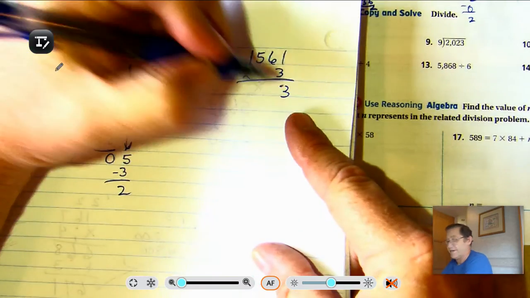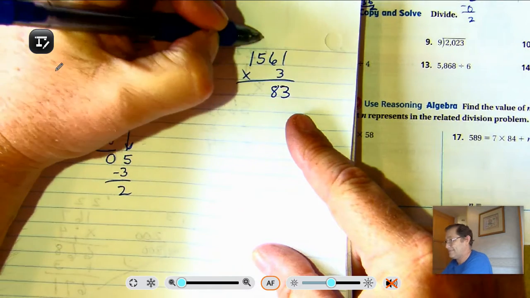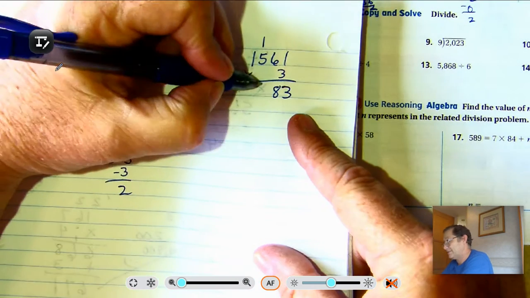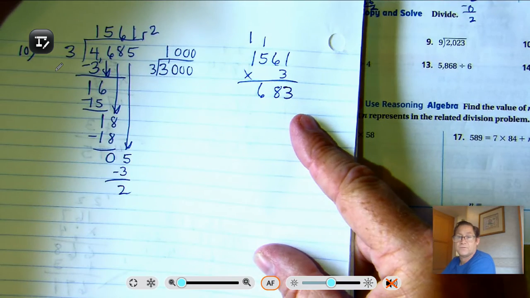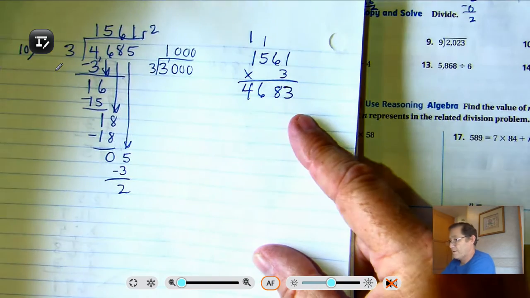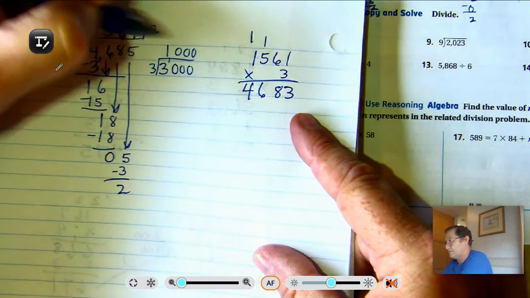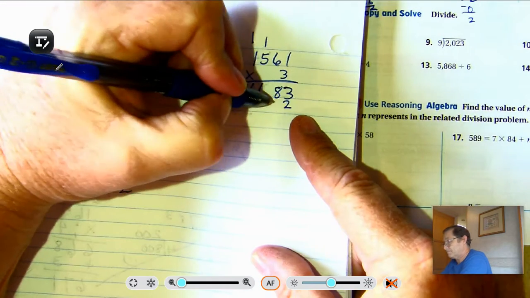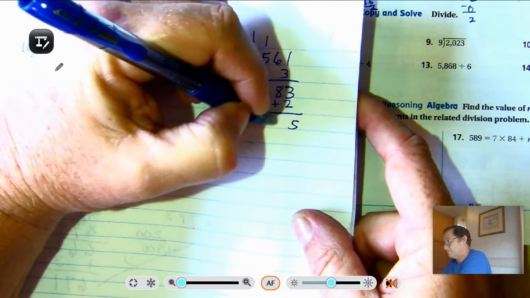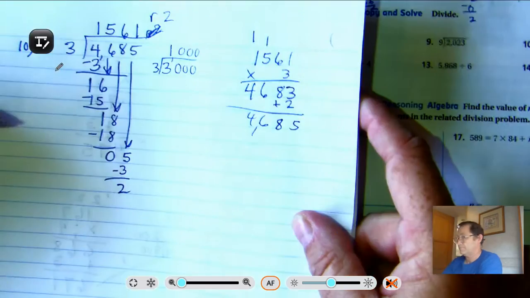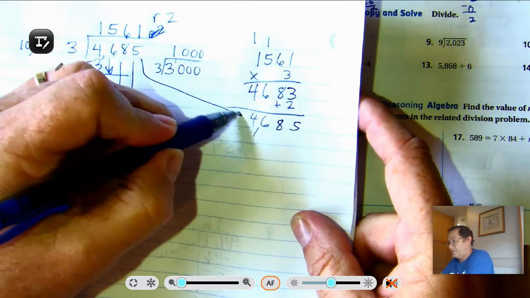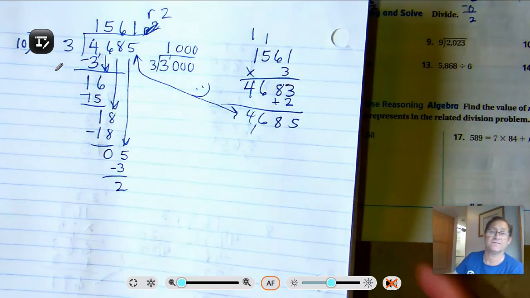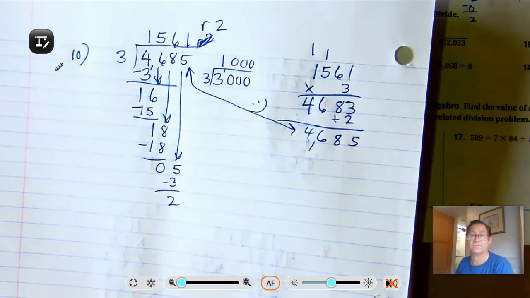Three times 1 is 3. 3 times 6 tens is 18 tens. 3 times 500 is 1,500, plus 1 more is 1,600. 3 times 1 is 3, plus 1 more is 4. That gives 4,683, plus the remainder of 2, which is 4,685. That does match the dividend. So the right answer is 1,561, remainder 2 for number 10.